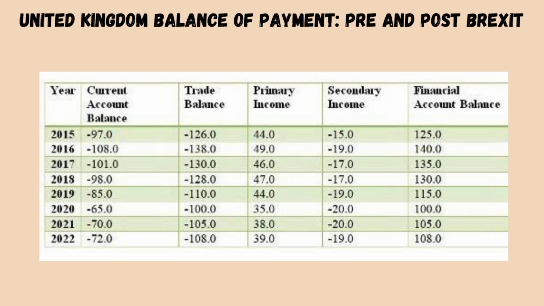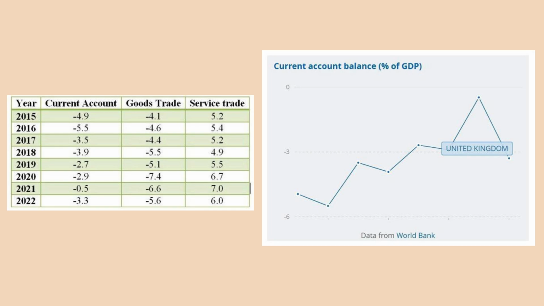So this graph and table show three key parts of the UK balance of payments compared to the size of its economy, which is GDP, over several years. The first one is the current account balance. This is the overall trade balance for goods, services, and income flow. The UK has run a deficit, which is a negative value, every year, meaning it imports more than it exports overall.